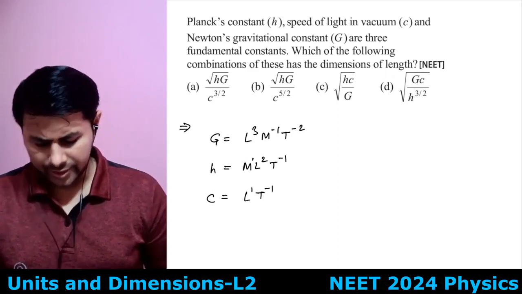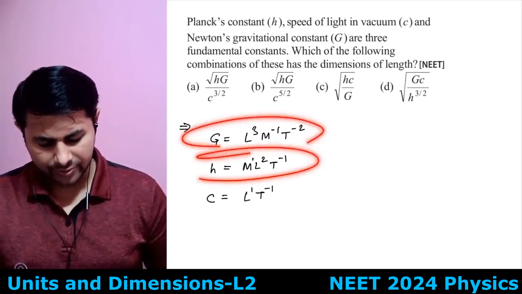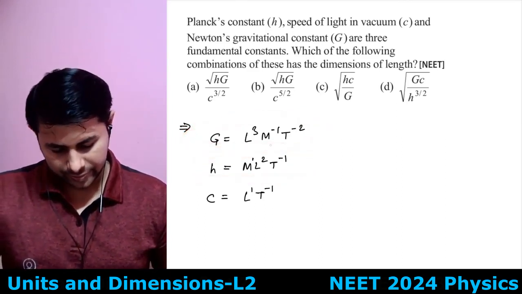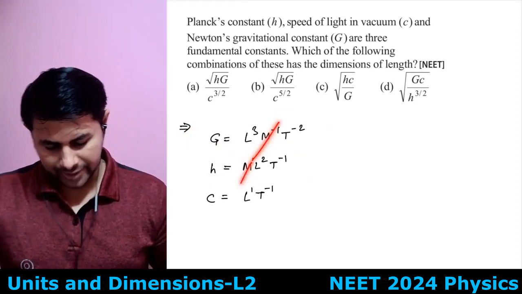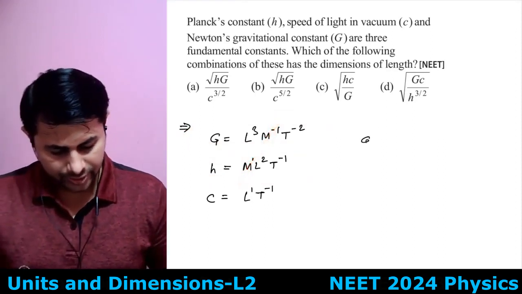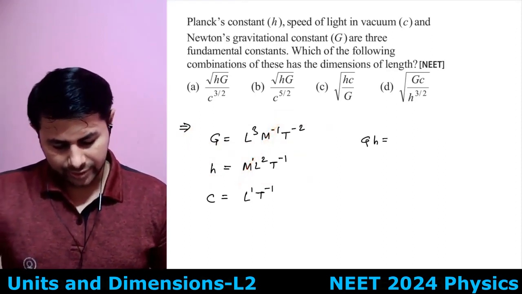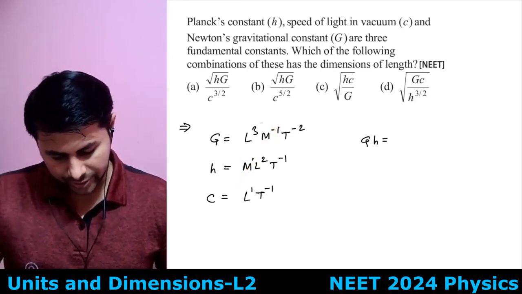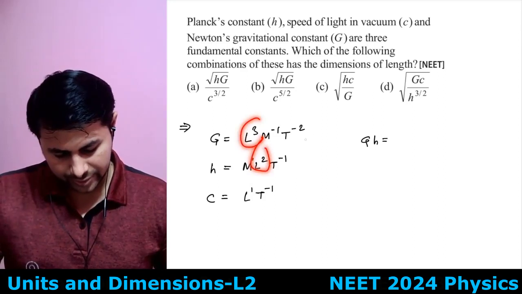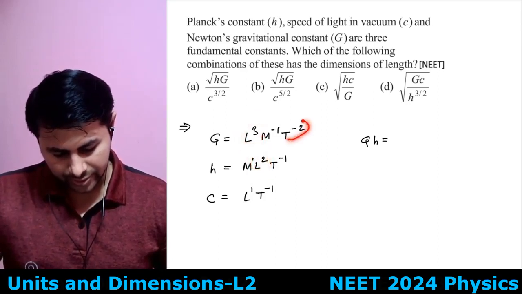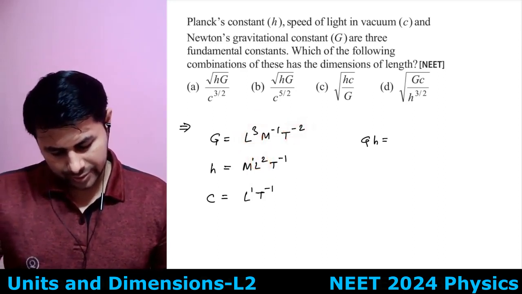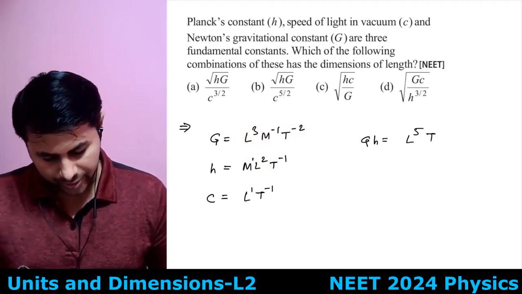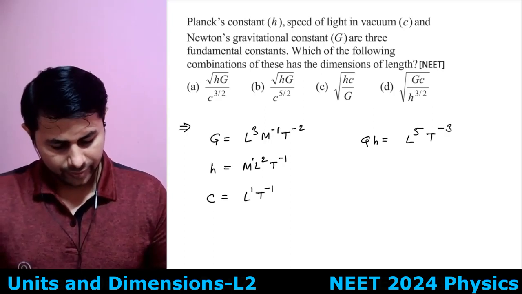Yes. So again, if we multiply this with this, what do we get? G multiplied by H. So this M gets cancelled out. We don't want it. So G times H is equal to, what is that? We have done that in the last problem also. It is L to the power 5 t to the power minus 3.